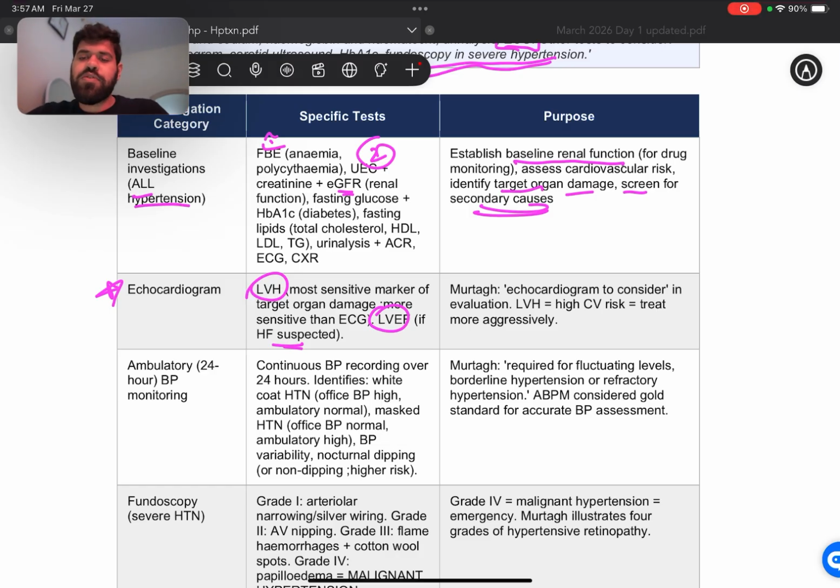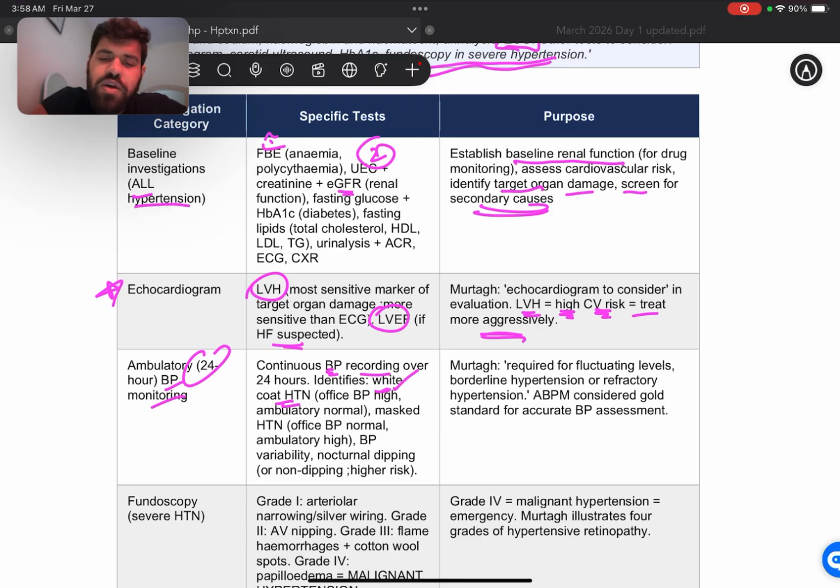Now, echocardiogram to consider an evaluation for left ventricular hypertrophy is high CV risk, and we treat more aggressively. Ambulatory 24-hour BP monitoring, which is also known as Holter monitoring, to continuously check for BP recordings because of white coat hypertension. And if you don't know already, it's a type of hypertension that is non-pathological, where the person has hypertension because of being present in a room with doctors. So to go around that, we use Holter monitoring.